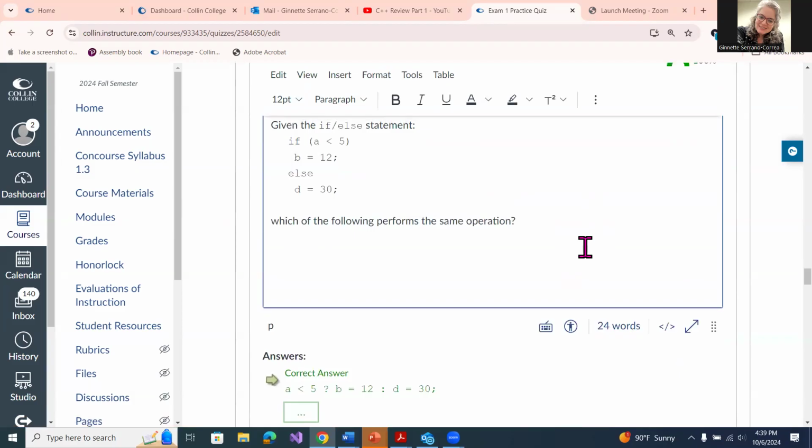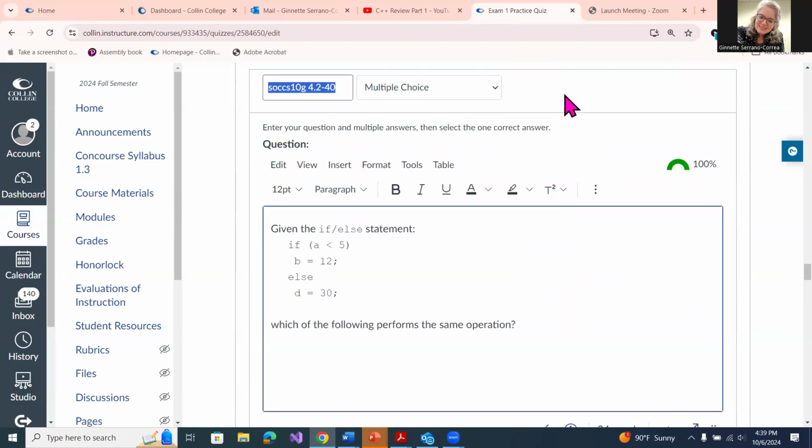Okay, so let me show you how this works. Annotate it. Okay, so here we're looking to see if A is greater than 5. If it is, then we're going to assign 12 to B, and if it's false, we're going to assign 30 to D.